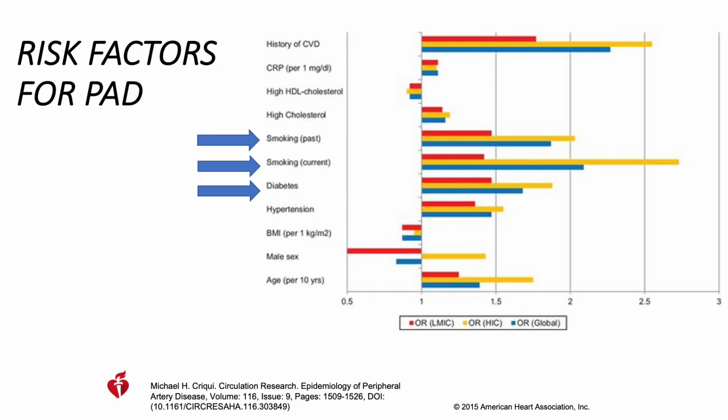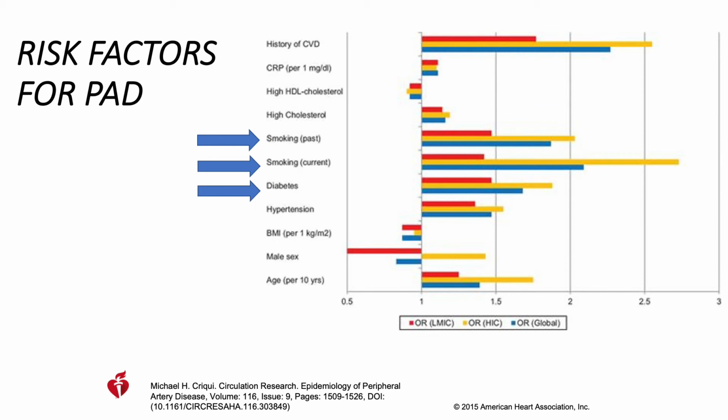Like I said, in 2015, Quickly et al. had published a paper looking at the risk factors for PED. As you can see, smoking and diabetes are the highest risk factors for PED. So smoking is actually a very important risk factor for patients with PED. Those in yellow, current smokers, are quite high.